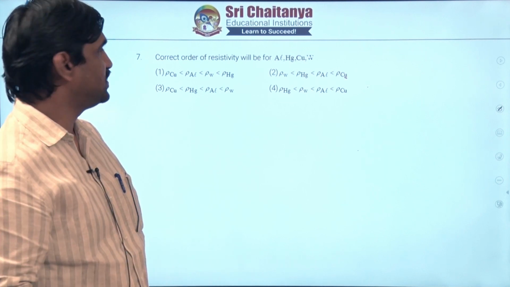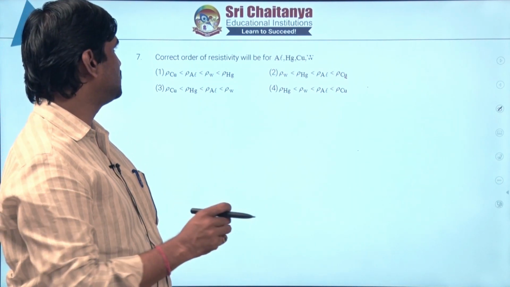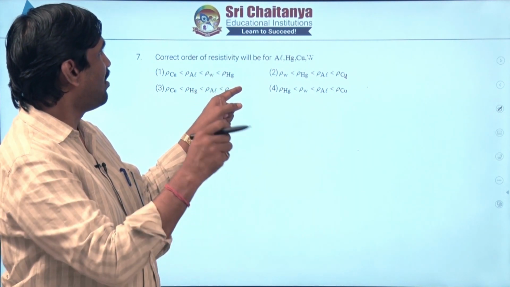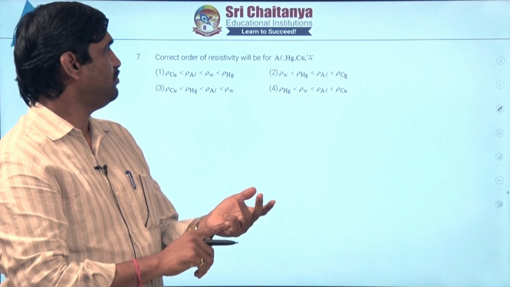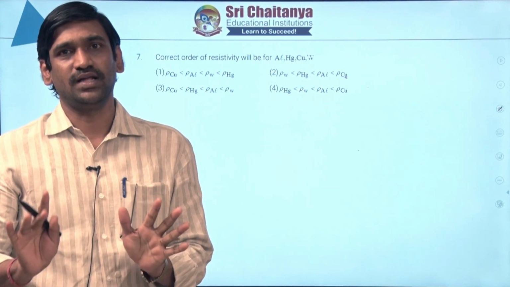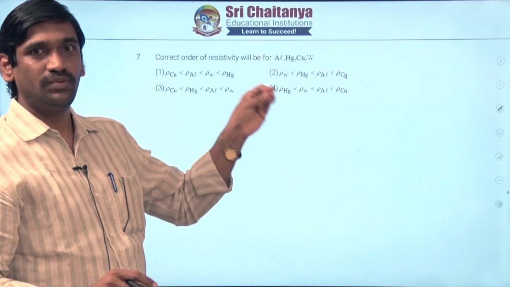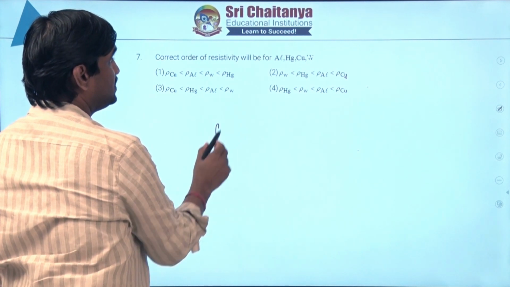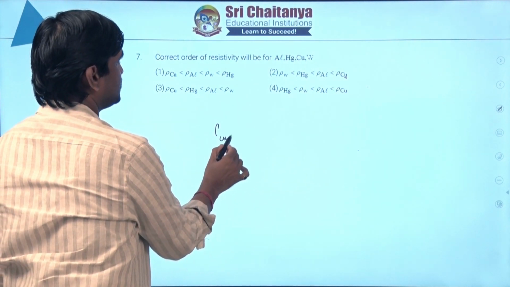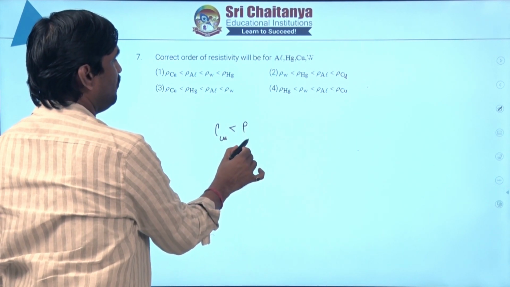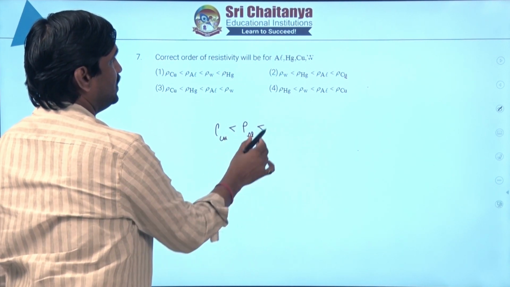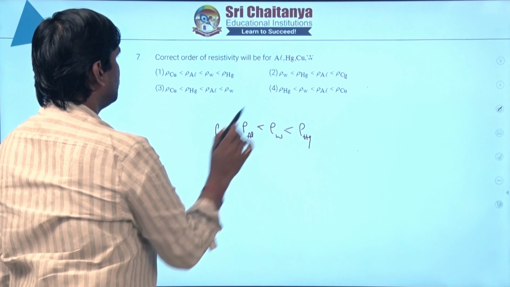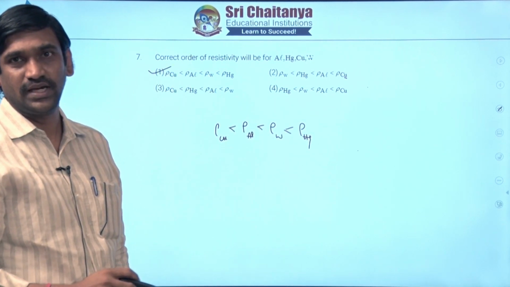Now I am starting the seventh question. The seventh question is purely memory based. They are asking what is the order of resistivity for aluminum, mercury, copper and water. If you observe the data, resistivity for copper is less. After that, resistivity of aluminum, after that resistivity of water and then resistivity of mercury. This is the correct order. So the first option is the correct one.